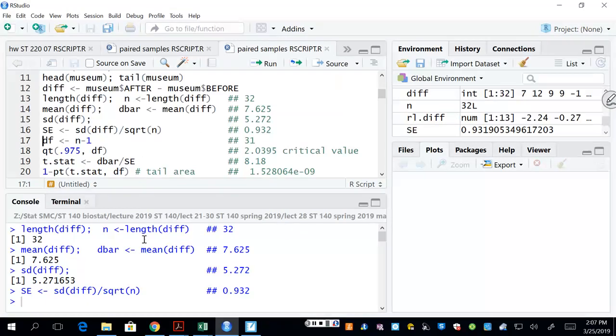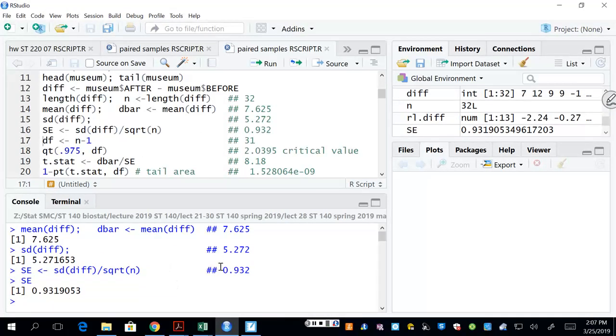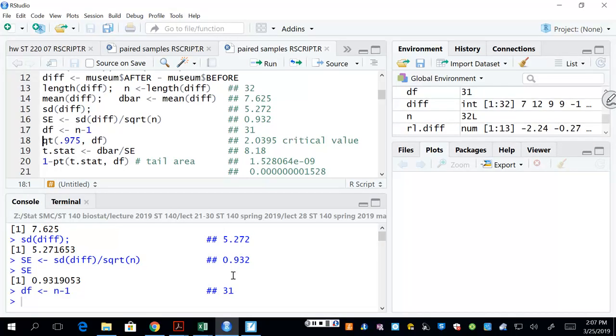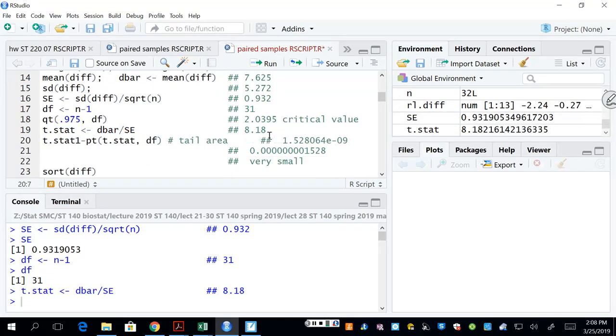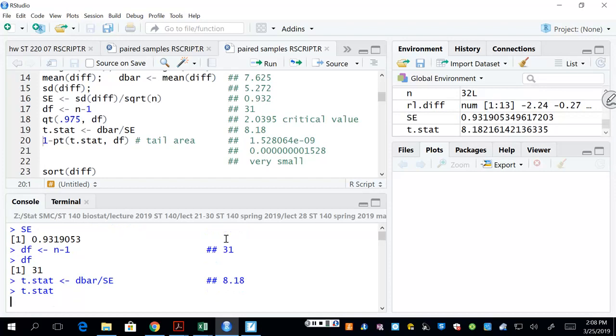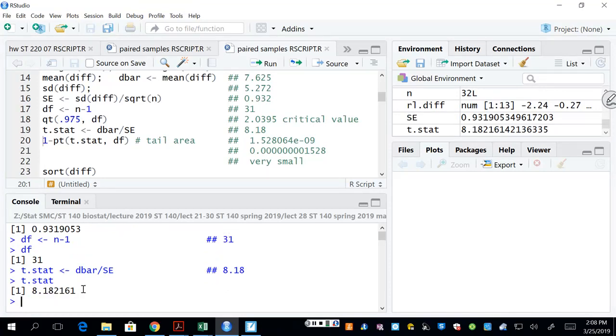this SD over square root of n. So the standard error actually is this 0.932. Degrees of freedom is 31. The df value in there is 31. The t statistic is the ratio of those things, right? In this case, it's actually about 8. Right? It's 8 standard errors away from 0. There's a huge difference in terms of standard errors.